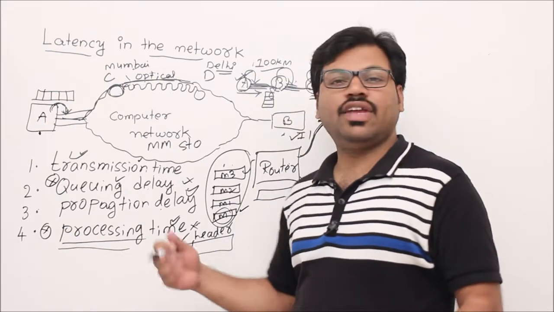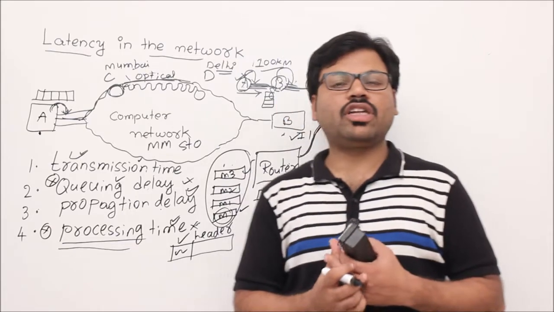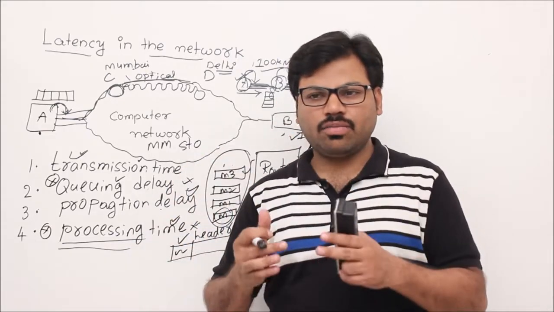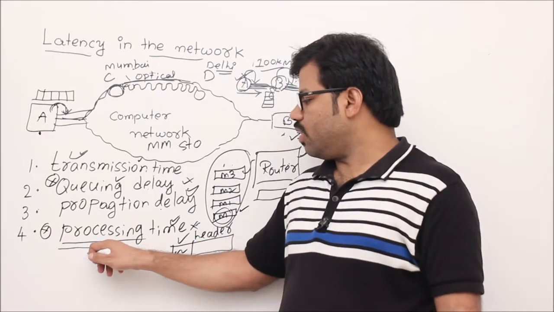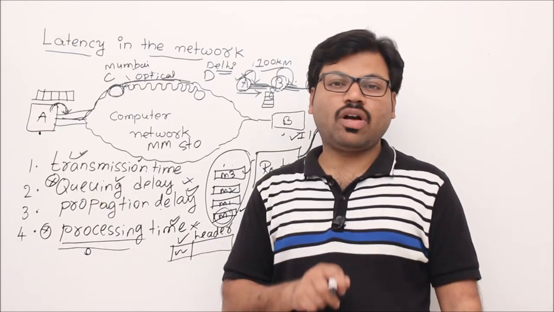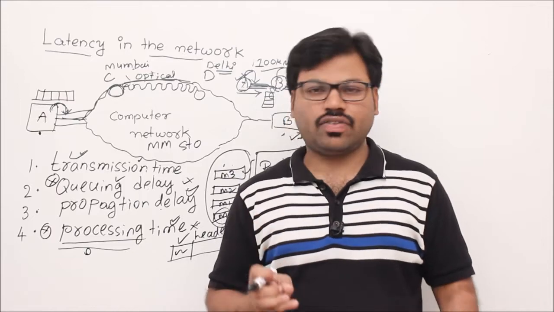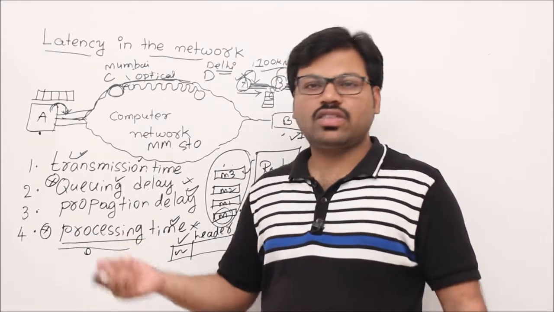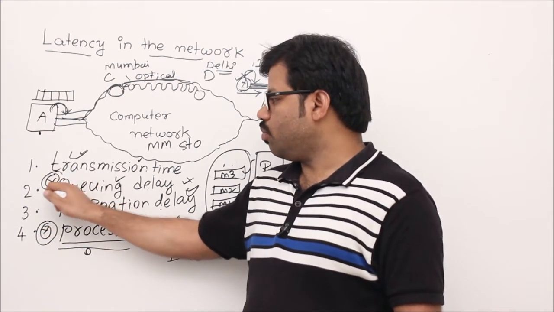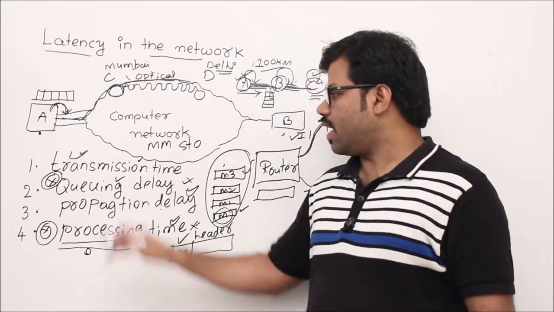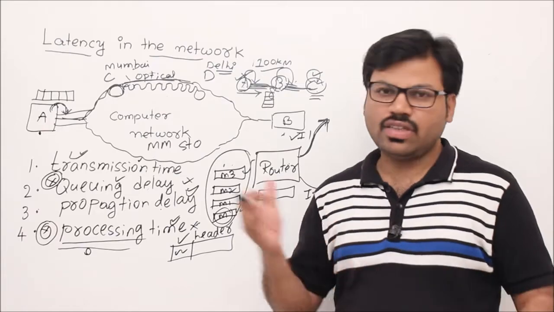Again, processing time is highly variable. It depends on the protocol, what kind of protocol you are using. For example, one computer whatever packet comes, it simply redirects. Then processing time will definitely be negligible, zero. But some computers check all the error control things, like whether CRC is satisfied or not, and so on. Then their processing time will be more. That's why these two things we generally ignore, because they are highly variable. But transmission time and propagation delay are generally easy to calculate. We will see how to calculate.